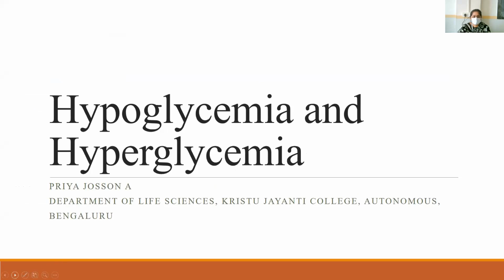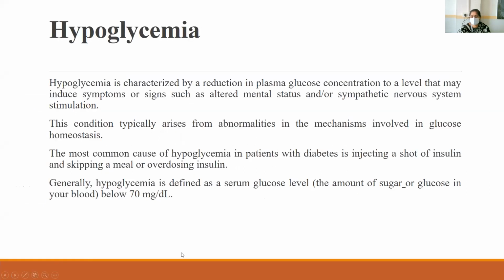This is something related to the regulation of blood glucose. Hypoglycemia and hyperglycemia. Now the term itself explains: hypo means less, glyc relates to the sugar content, and emia means blood. So hypoglycemia means a less amount of sugar in the blood.